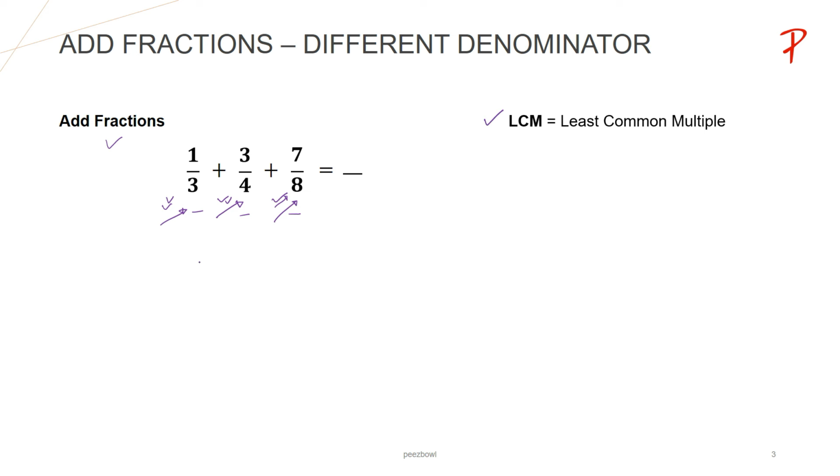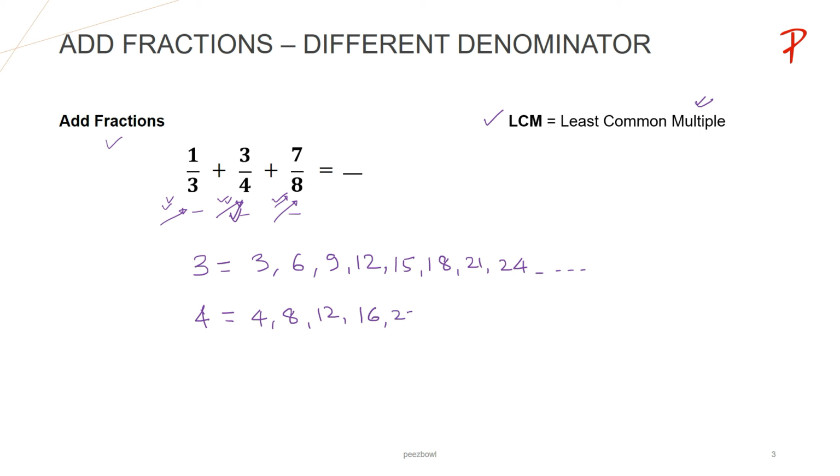So let us see, for example, I write 3 and I will write all the multiples of 3, because it says least common multiple, so I need to write multiples of 3. Multiples of 3 are 3, 6, 9, 12, 15, 18, 21, 24, and so on. Same way, I will write multiples of 4: 4, 8, 12, 16, 20, 24, and so on. Same way, multiples of 8: 8, 16, 24, and so on.